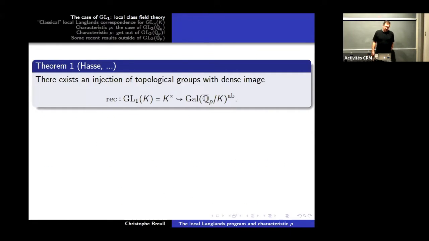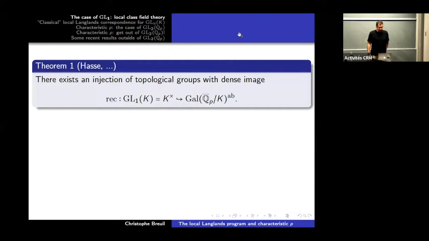This theorem, I put the name of Hasse. I'm not exactly sure who did it first. Maybe there are people here who know better than I. Certainly, let's go back to the first half of the 20th century in Germany, mostly. So you have two groups here. You have K cross, meaning K minus 0, the invertible elements of K, which is just the same thing as GL1 of K on the left-hand side. And on the right-hand side, you've got the biggest abelian quotient of this Galois group.